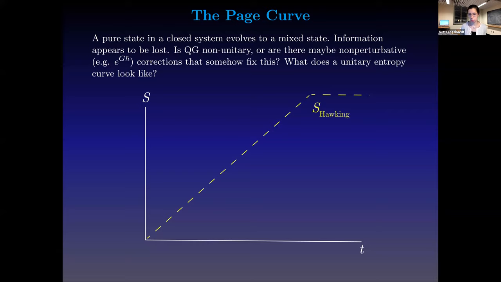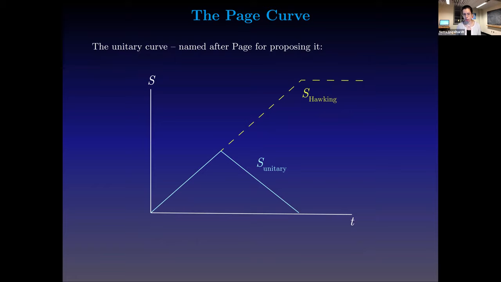This is the so-called Page curve, the unitary curve, which is named after Page for proposing it. In this one, the entropy starts out at zero and eventually it ends up at zero. So when the radiation is the full system, it has the same entropy as it did when we started, meaning this looks like unitary evolution. At the very least, this is the sine qua non for unitary evolution. So we can ask which is the correct curve for quantum gravity. I think most of us believe that unitarity is part of quantum gravity, so it had better be the Page curve. But how do we calculate this curve?